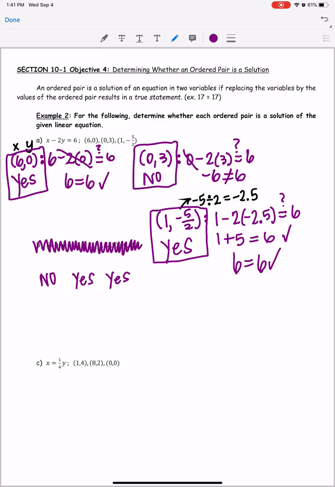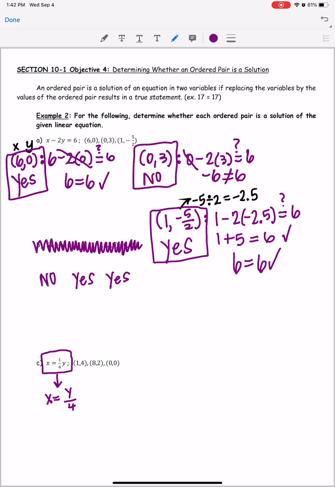So C, we got x equals 1/4 y. You guys hate the fraction. So when you multiply your fractions, 1 times y is either 1y or just y. So if you would like to make this easier to plug into, rewrite this problem as x equals y over 4. That's the exact same thing, since 1 times y is y.